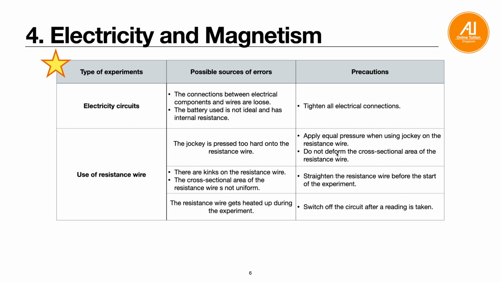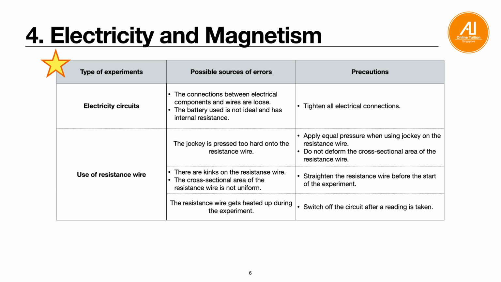You do not want to deform the cross-sectional area of the resistance wire, because what you learn in theory is that if the cross-sectional area is changed, the resistance of the wire will be affected. So remember the formula R equals rho L over A. Your area will affect the resistance of the wire.